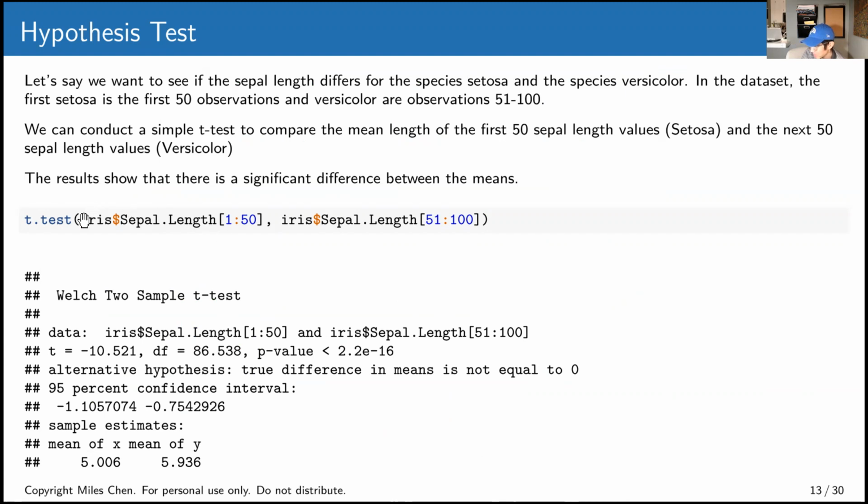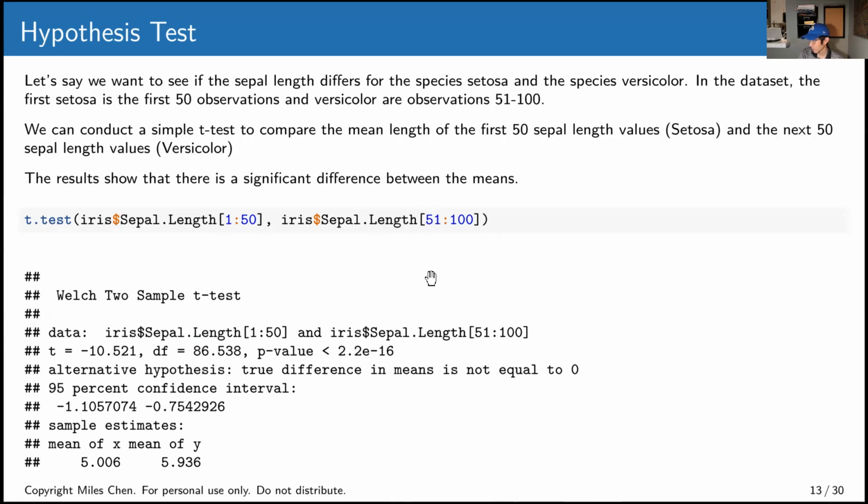So the t-test here says iris$Sepal.Length 1 through 50 versus iris$Sepal.Length 51 through 100. The first 50 values in sepal length correspond to setosa. The next 50 values correspond to versicolor. So here we're asking, is the mean of the setosa sepal length, which is the first 50 sepal length values, the same as the mean sepal length for versicolor?